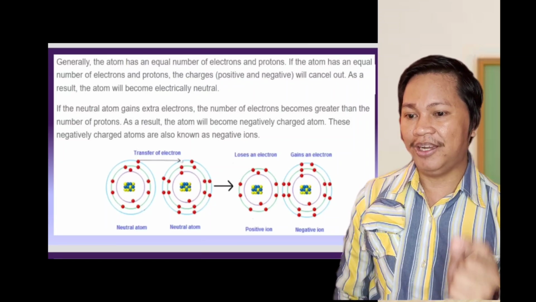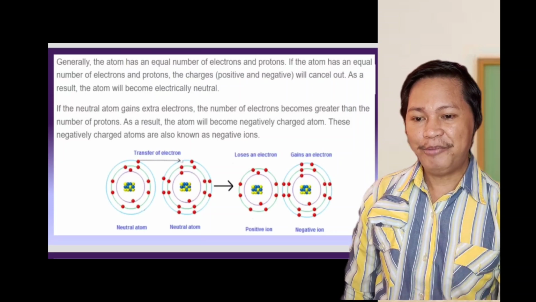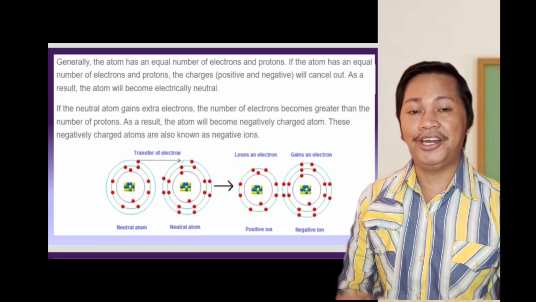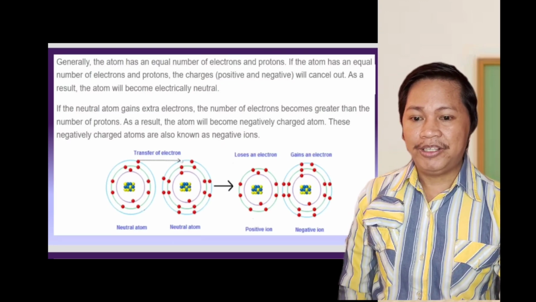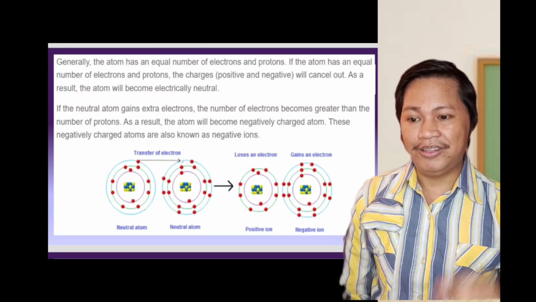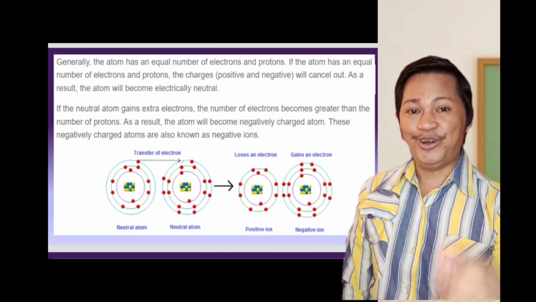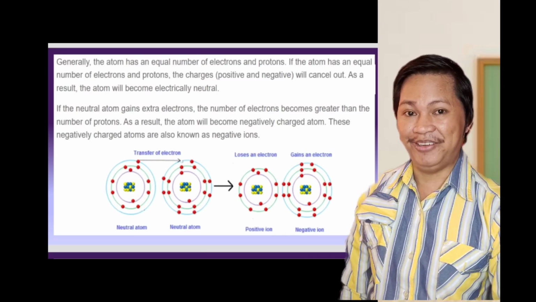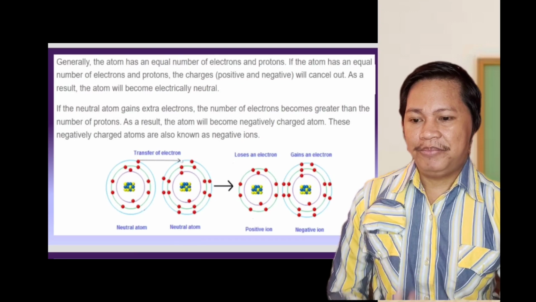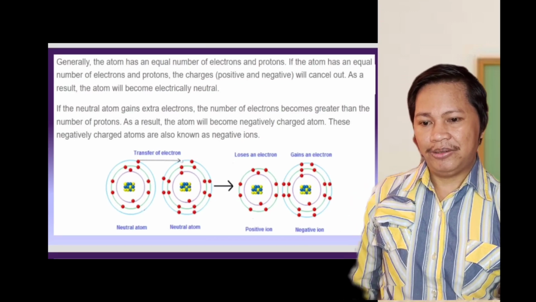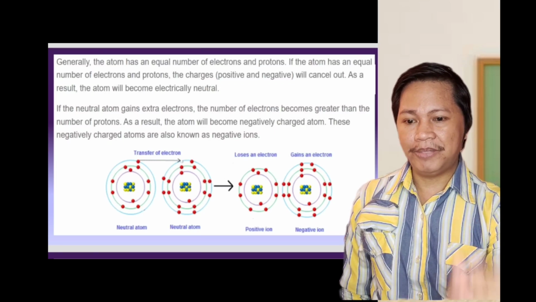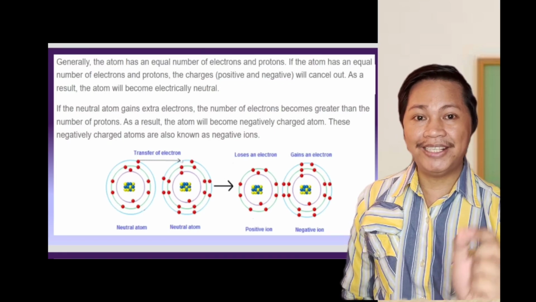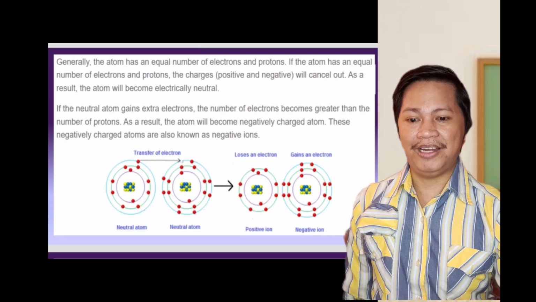If the neutral atom gains extra electrons, the number of electrons becomes greater than the number of protons, which I will discuss later. As a result, the atom will become a negatively charged atom, and these negatively charged atoms are also known as negative ions. So the picture tells us that we have a transfer of electrons. So again, klaro dito, when an atom loses an electron, magiging positive ion siya. But when it gains an electron, class, magiging negative ang ion.